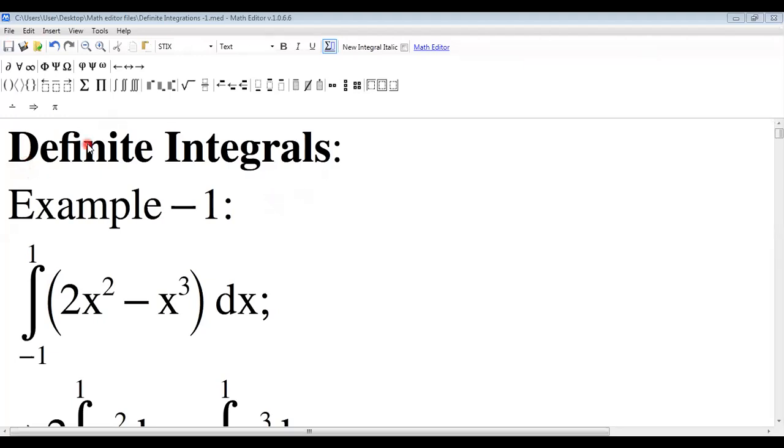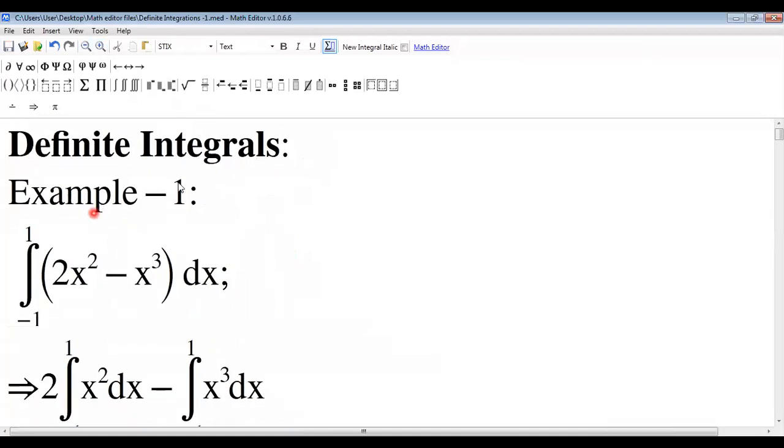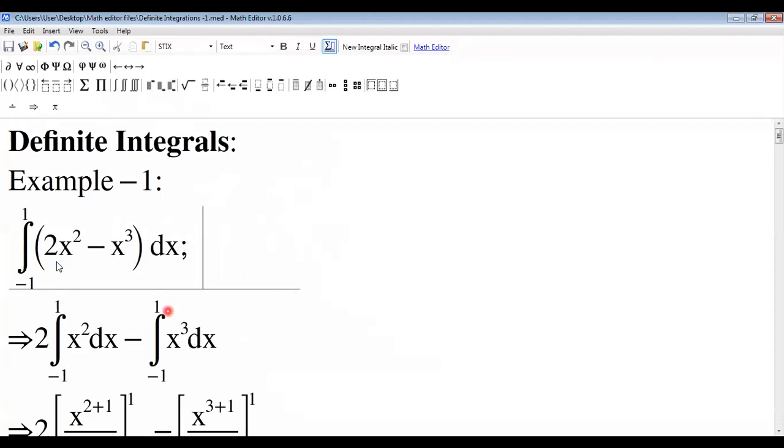Now the techniques of finding definite integrals. First example: the integral from minus 1 to 1 of twice x square minus x cube dx. How can we find this definite integral? First of all, we have to use the sum rule for this. What does the sum rule mean?